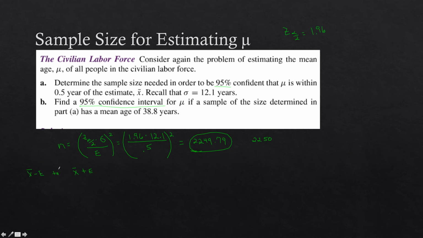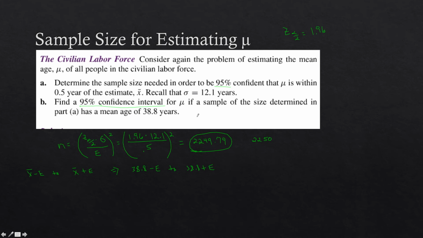Okay, so find a 95% confidence interval for a population mean if a sample of the size determined in Part A has a mean of 38.8. So the sample has a mean of 38.8. So here's our sample. Here's our interval with the sample.